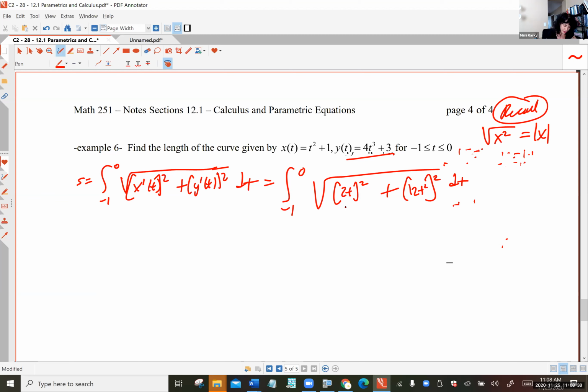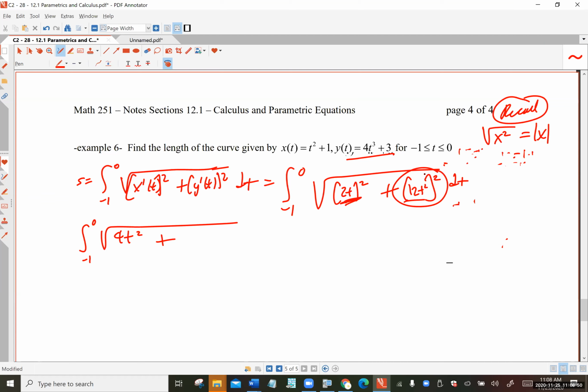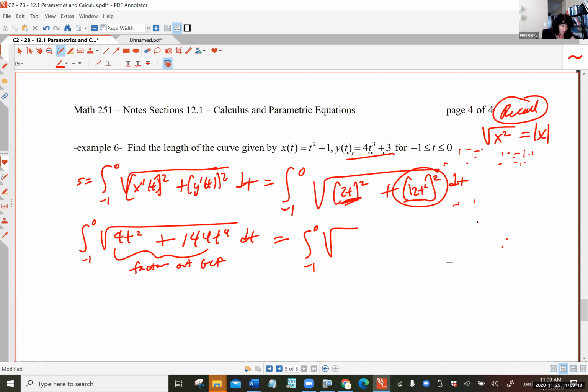So (2t) squared is going to be 4t squared. And then what does (12t squared) squared end up being? 144t to the 4th. Man, this looks really bad. Don't use u-sub now. Oh, I can use u? No, you can't. Here's what I'm going to do. I'm going to factor out the GCF, the greatest common factor. What is common between 4t squared and 144t to the 4th?